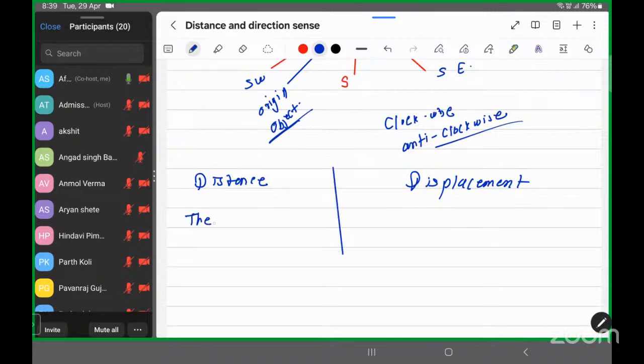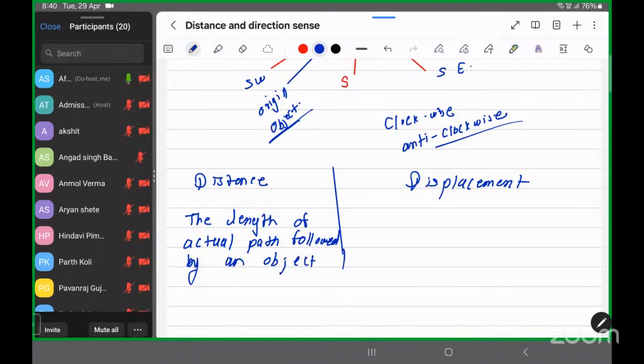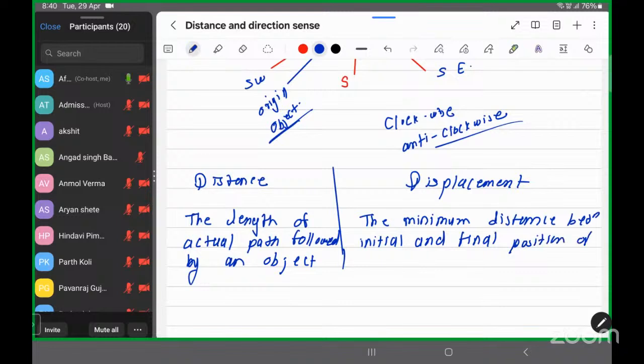Distance is the length of the actual path followed by an object, and displacement is the minimum distance between the initial and final position of the object.